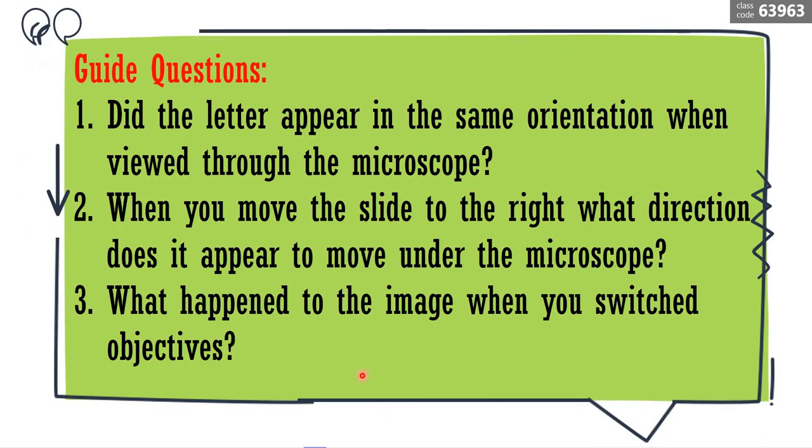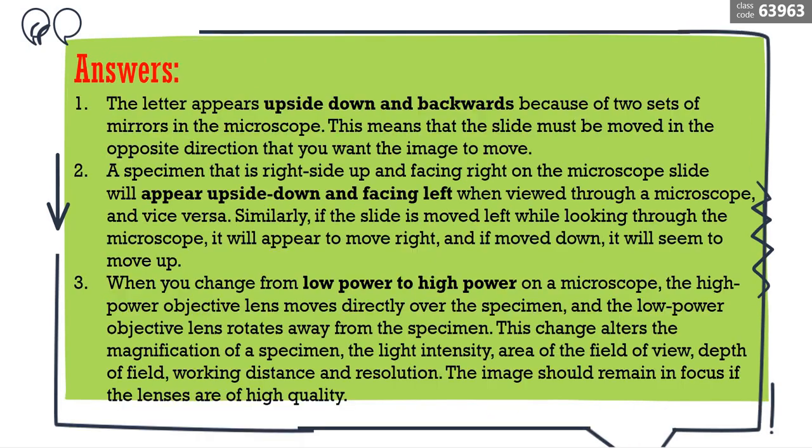Okay, these are the guide questions. Did the letter appear in the same orientation when viewed through the microscope? On number two, when you move the slide to the right, what direction does it appear to move under the microscope? And for number three, what happened to the image when you switch objectives? Okay, so we have the answers. For number one, the letter appears upside down and backwards because of two sets of mirrors in the microscope.